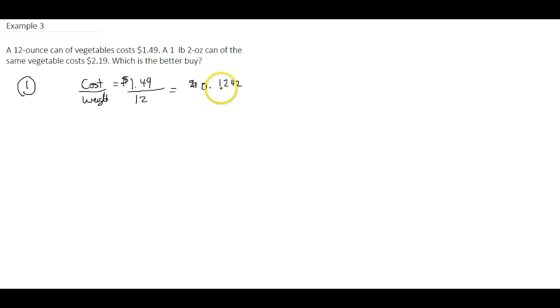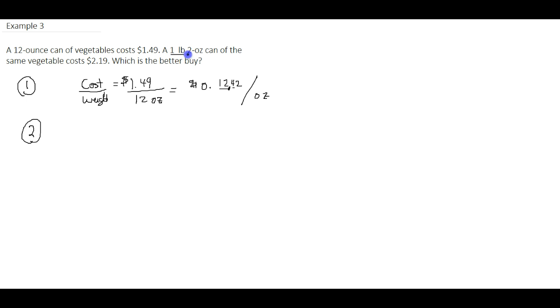0.1242. So that's 12 cents. It's not quite enough that I would round it up to 13 cents per ounce, but it gives us a little more than 12 cents an ounce. So now we're going to do the second can.